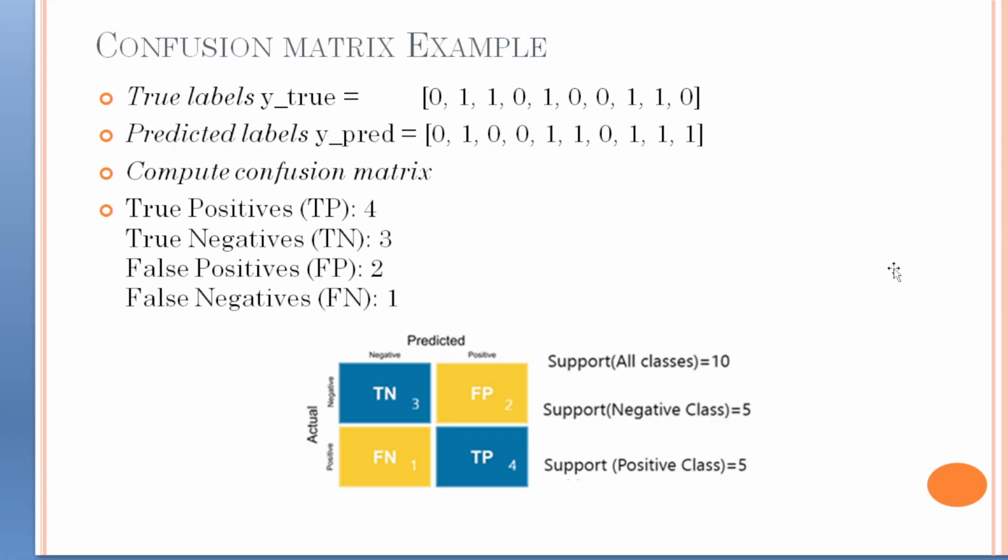Similarly, we count the number of records that belong to the positive class in the true labels, and it is 1, 2, 3, 4, 5. So there are 5 ones, and support for the positive class is 5.